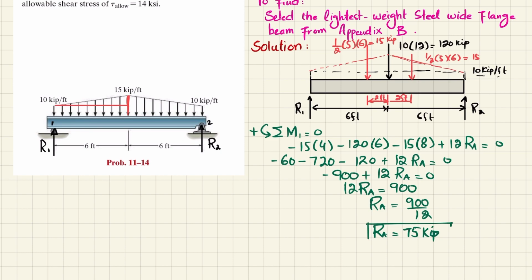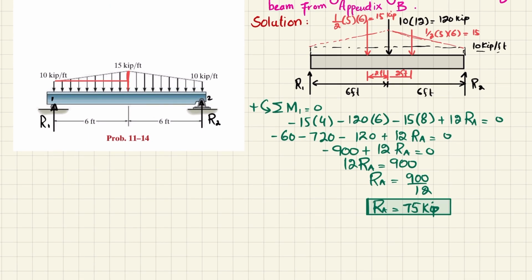Now that you have R2, you can find R1 as well by using the sum of all forces along the y direction equal to 0, taking upward force as positive. Sorry, I wrote R instead of R2 earlier; sometimes this happens. This is R2.